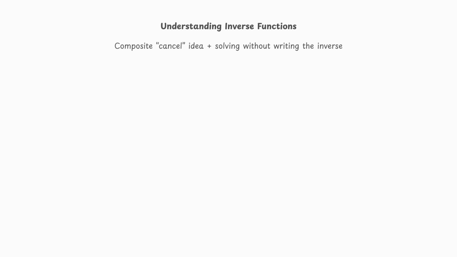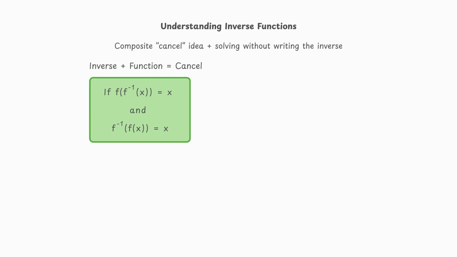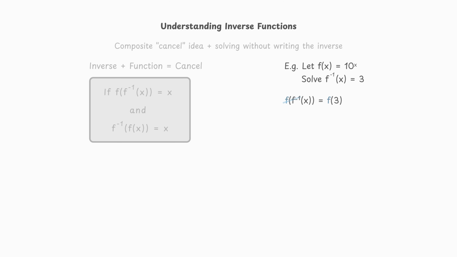Here's the key idea with inverse functions. A function and its inverse cancel each other out. So when you see f of f inverse of x, it simply becomes x. Now look at the example. We're given f of x equals 10 to the power x, and f inverse of x equals 3. Apply f to both sides to cancel the inverse. That leaves x equals f of 3. Substitute into the function. 10 to the power 3 equals 1,000. Therefore, x equals 1,000.